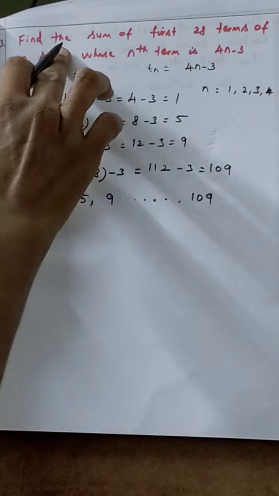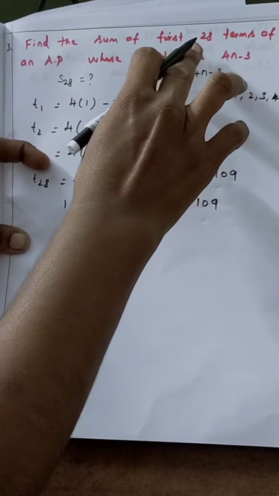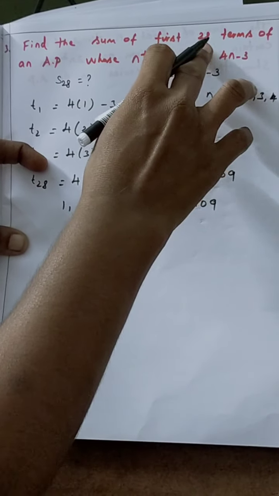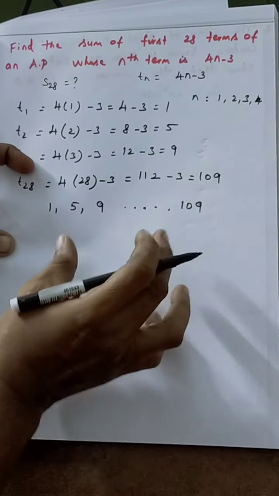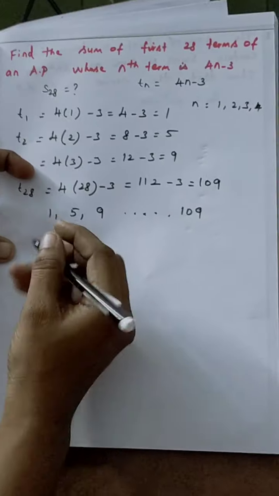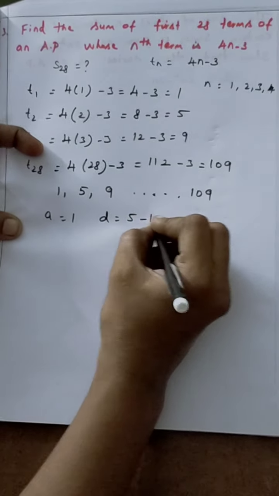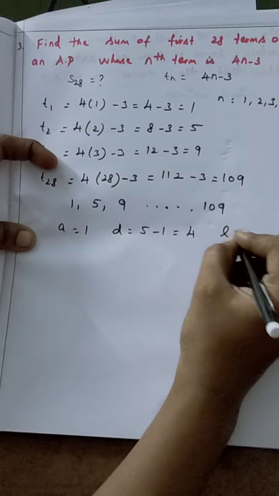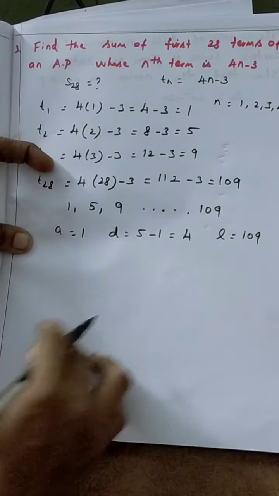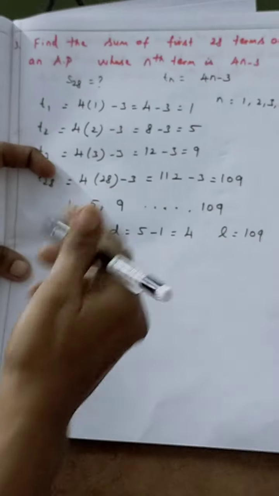Okay students, what is the question given? S28. Find the total of S28. So first term to last term, the total only you find out. So write down: A equal to 1 and then D equal to 5 minus 1 equal to 4, and then last term equal to 109. Okay students, find out S28.